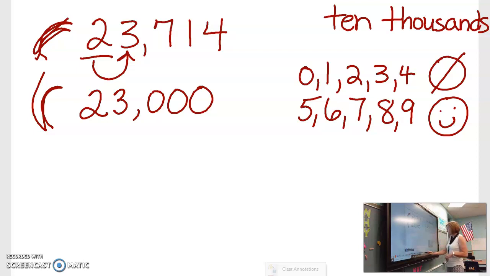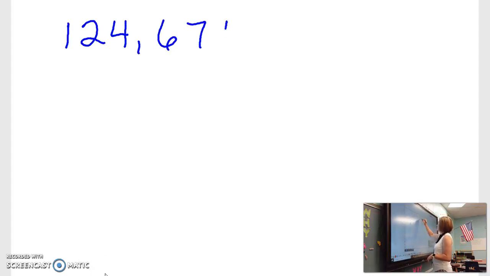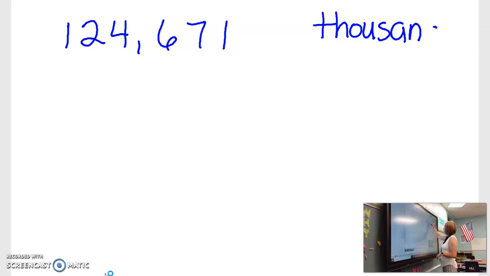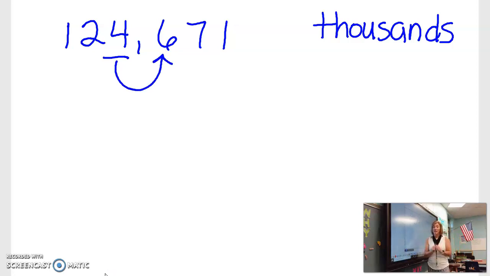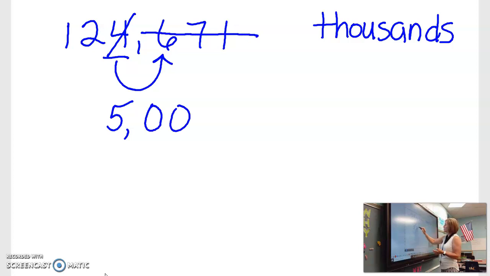All right, let's do one more together. All right, let's say I have 124,671, and I want you to round to the thousands place. All right, Cinderella's bench at the thousand spot. So Cinderella's a 4. She'll either stay the 4 or she'll change into a 5. I look at the fairy godmother. Fairy godmother's a 6. That means she has enough power to change Cinderella. So bibbidi bobbidi boo, Cinderella becomes a 5. Fairy godmother and all her fairies in training turn into zeros.